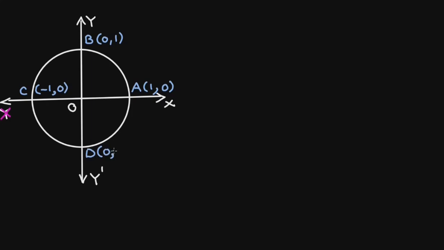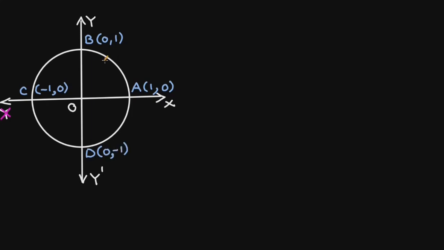Consider this unit circle whose center is at the origin of xy coordinate system. Let us denote the points of intersection of this unit circle with the coordinate axis. With positive x-axis, the point of intersection is A, whose coordinates will be (1, 0). With positive y-axis, point B, whose coordinates will be (0, 1). With negative x-axis, coordinates of point C will be (-1, 0). With negative y-axis, point D, whose coordinates will be (0, -1).